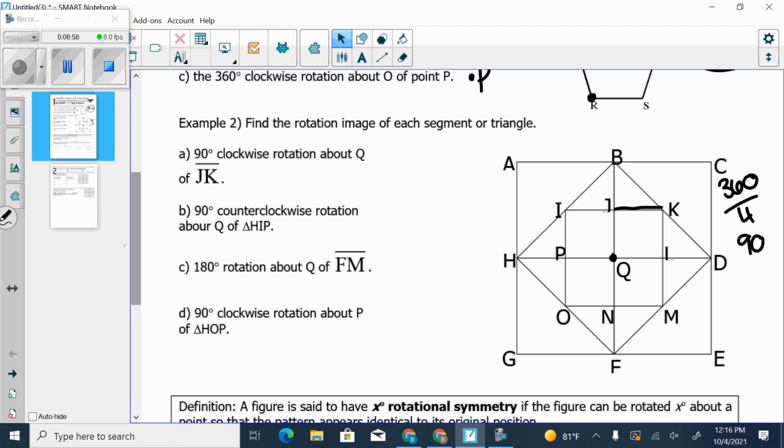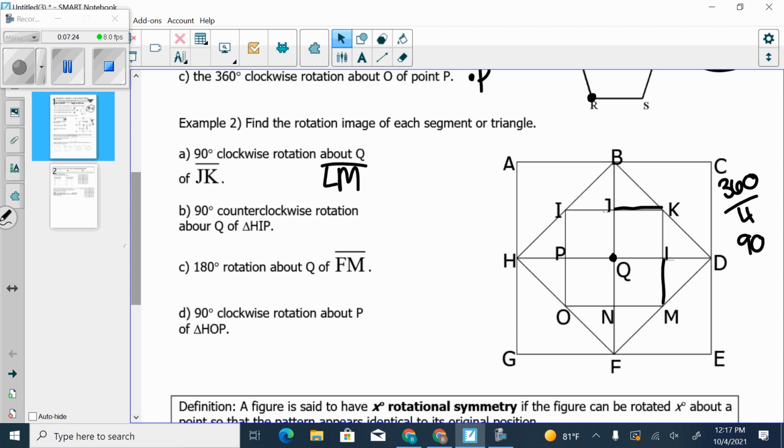Okay? So if JK is at the top right now, and I have to turn it and move down, JK would end up where in this square? Very good. On the side, right? Because it had to turn and shift down if it's rotating around Q. So it would end up at LA. Very good.